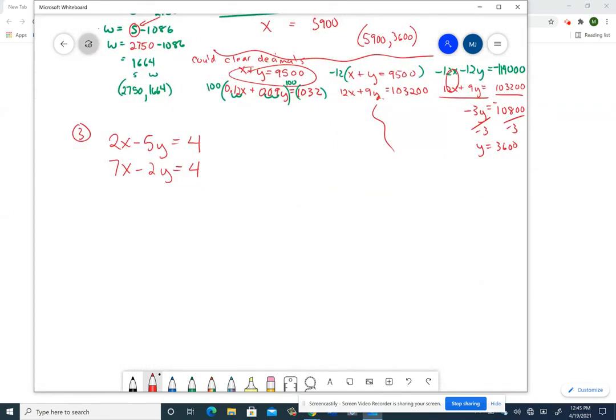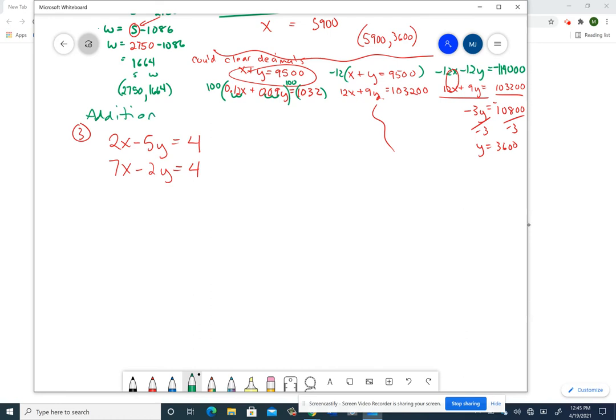All right, now you might wonder why this one's on here, because it looks so straightforward. This one you should be pretty confident about. You could get rid of either the x or the y. I would think most of us would use the addition method.